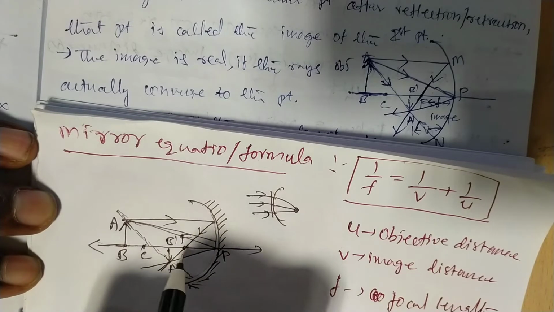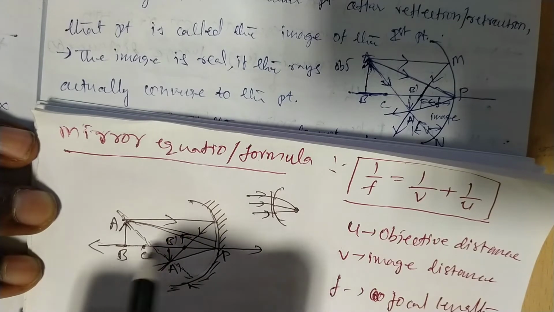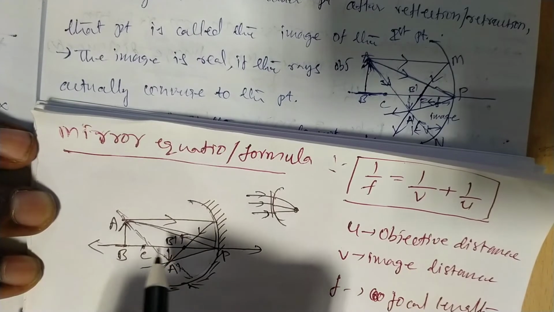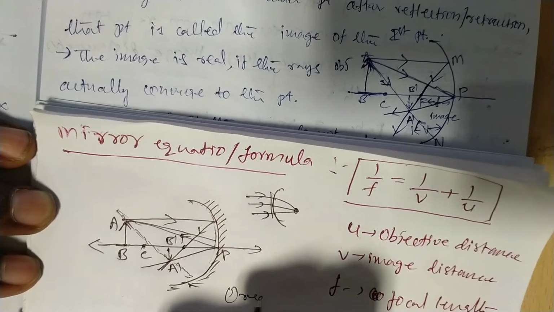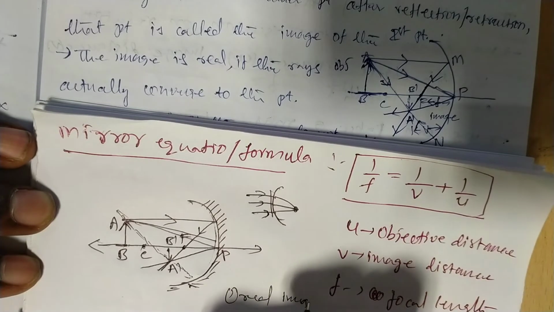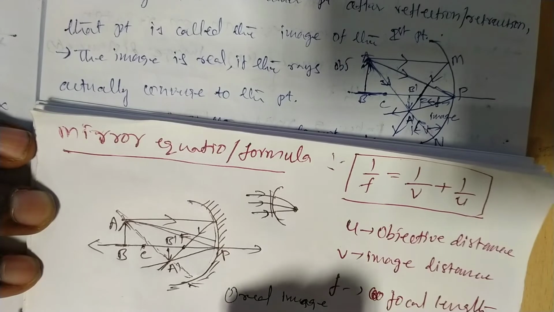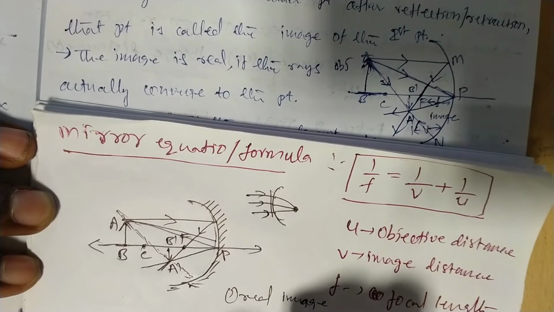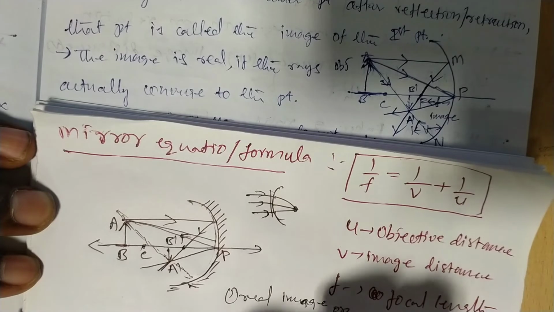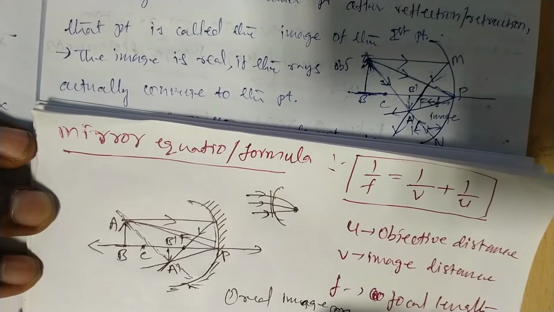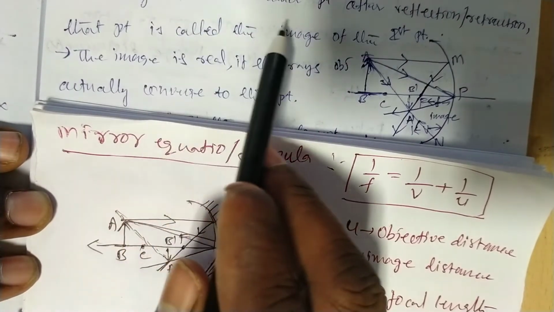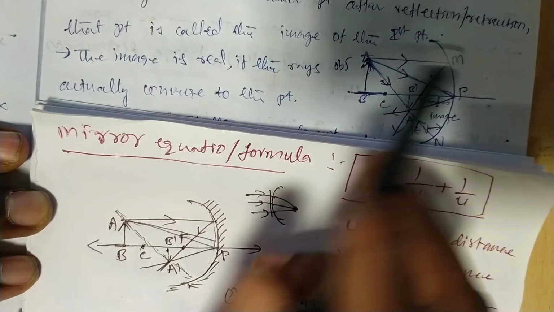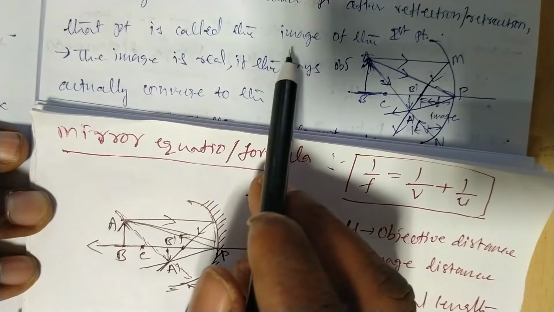Now we can explain what is happening in this situation. In this case the image that appears can be a real image or a virtual image, whatever it may be. I will discuss how to form a real image and how to form a virtual image. Here, if the ray emitting from a point meets another point after reflection, that point is called the image of the first point.